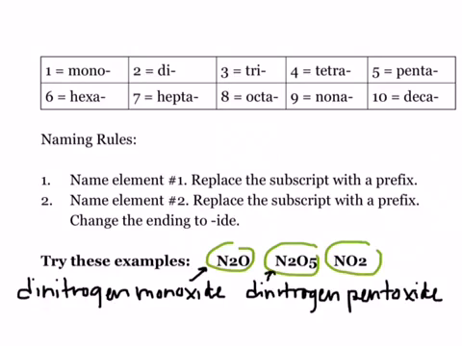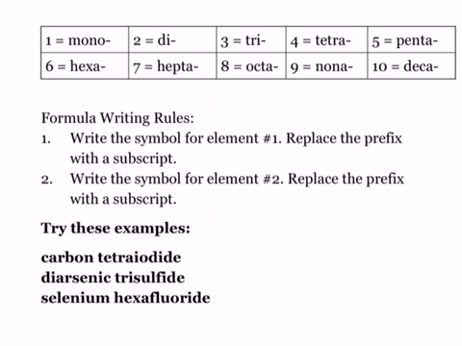And then last, NO2. So this time just nitrogen. No di on the front. And then the 2 on the oxygen would be dioxide, just like carbon dioxide. So that's this one. Okay, so now let's do it the other direction.